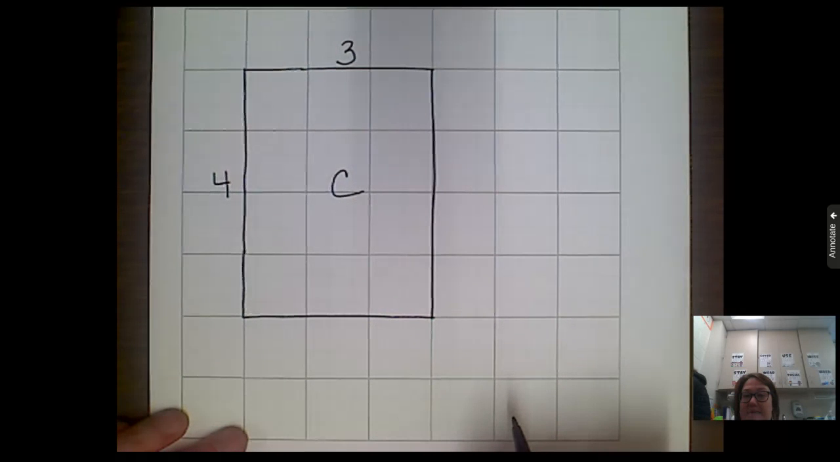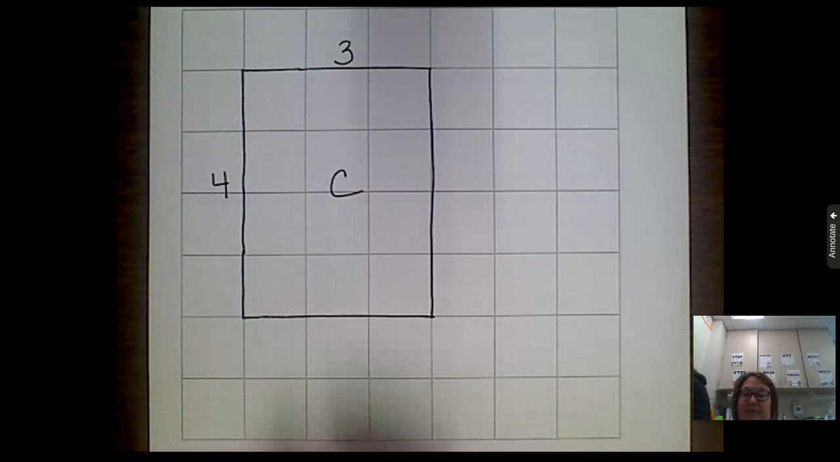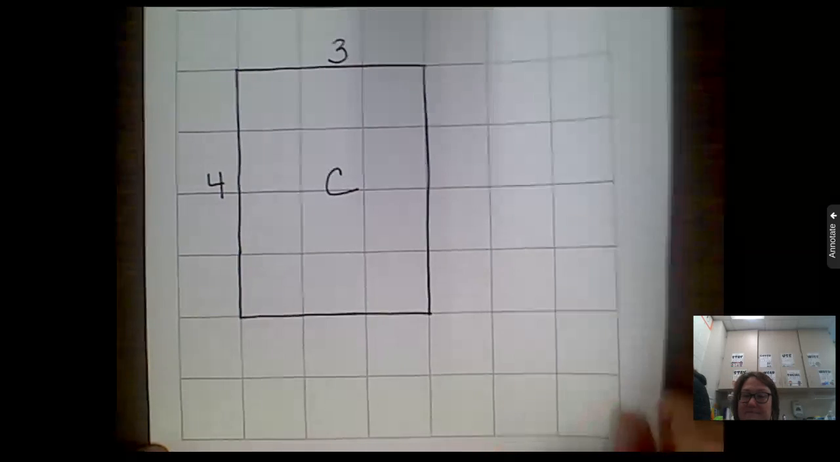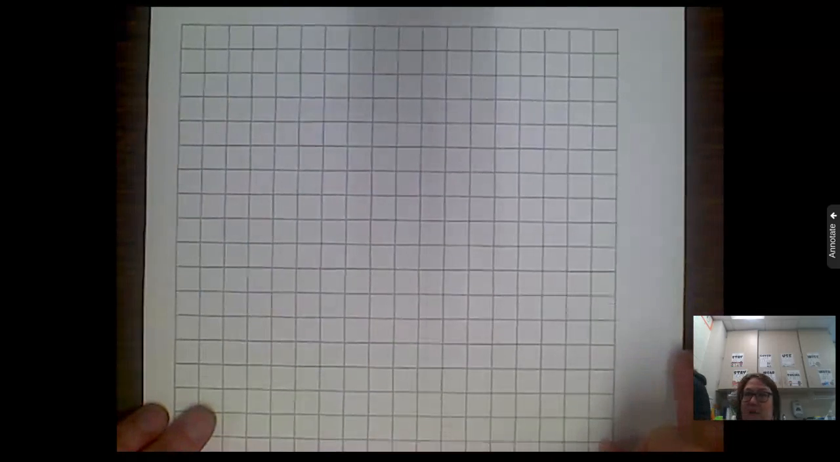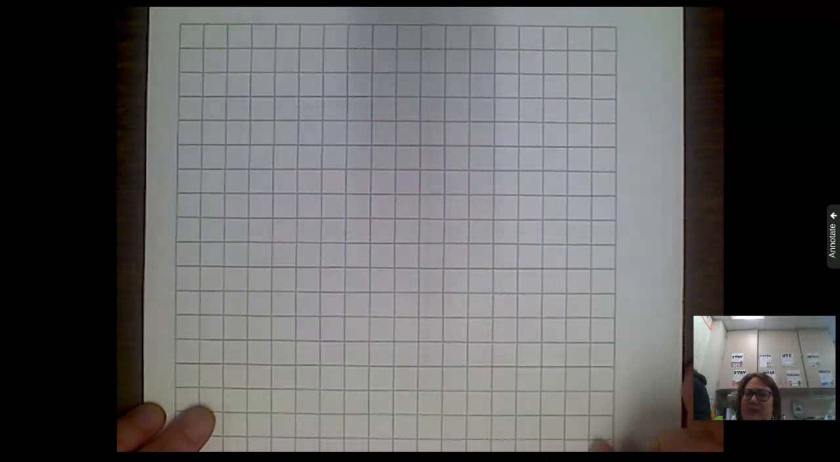So there's that. What do you think? Did you recreate C2 or did you choose a different one? All right, so now I'm going to do the same thing, but I'm going to do it on my square centimeter paper. So what do we think about here? Is it going to be the same or is it going to be different? It's going to be different. It's going to be a lot smaller, right?